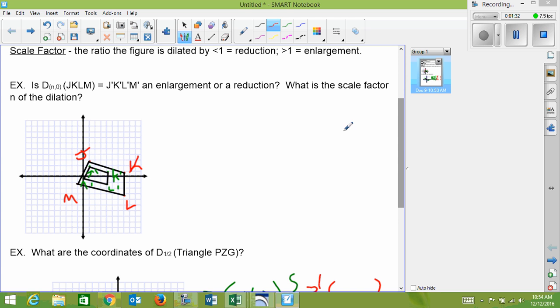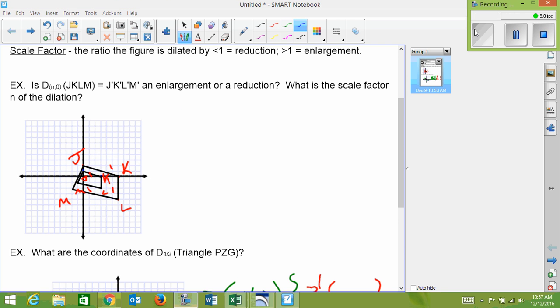Okay, so this O is telling you it's dilating about the origin. So what you need to do here is look at what's happening to the points. Okay, so my original J is at, it looks like 1, 3. Hang on a second, I think I plotted that J wrong. Okay, I had to fix my plotting there. I had one of my points off, and so the whole thing was off.